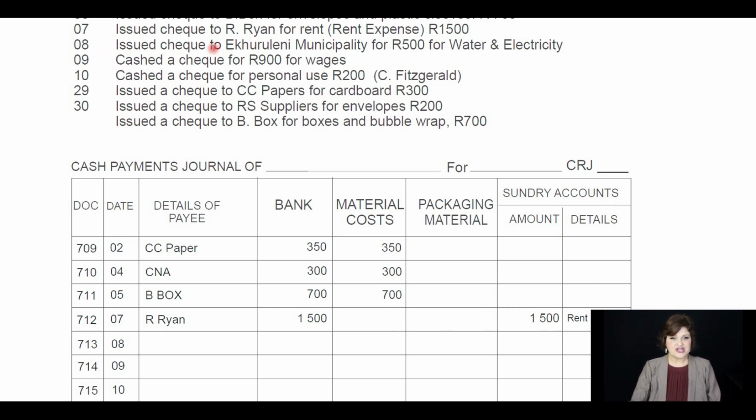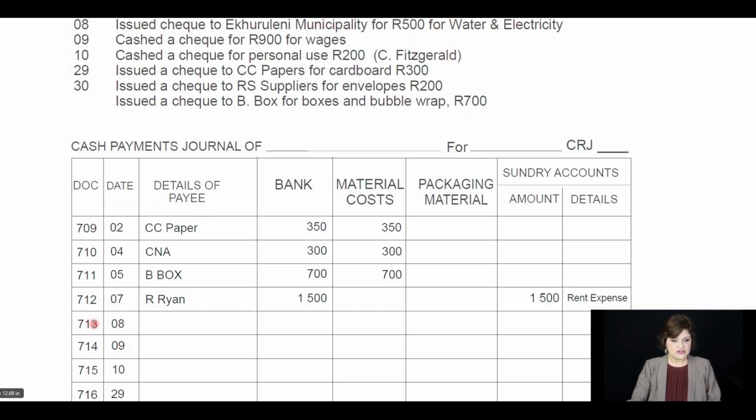Next, on the 8th, issued a check to Ekurhuleni Municipality for water and electricity. Right, so the two accounts that are affected are bank and water and electricity. Let's have a look. So the date is the 8th, the check number is 713. Ekurhuleni, all right, for the amount of 500 Rand. Do we have water and electricity at the top? No, we don't. So we open one up under sundry accounts. And the amount is 500 Rand.